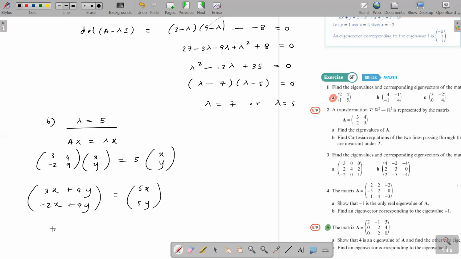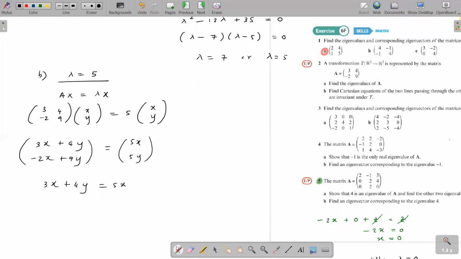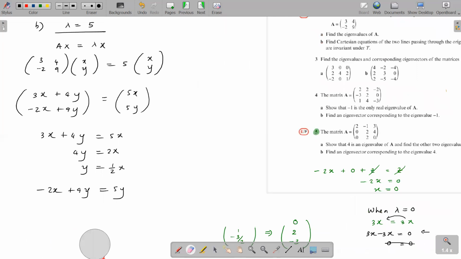Can I know the equation? 3x plus 4y equals 5x. And I get here 4y equals 2x. And I get y equals half x, or x equals 2y. And I think if you do it from the other equation as well, I believe you get the same thing, right? So one is enough. We get here 9y minus 5y is 4y equals 2x, and I get y equals half x again. So basically this is one invariant line.